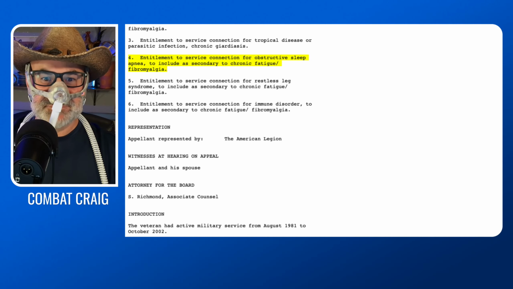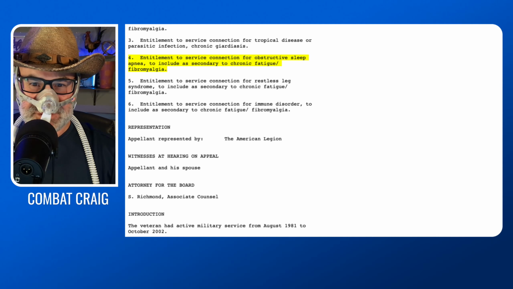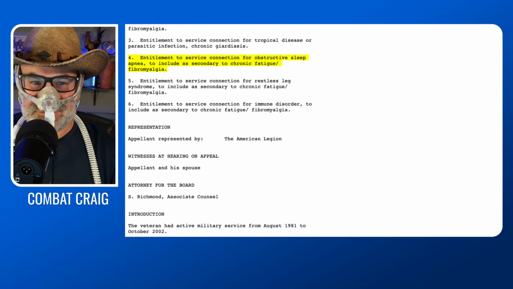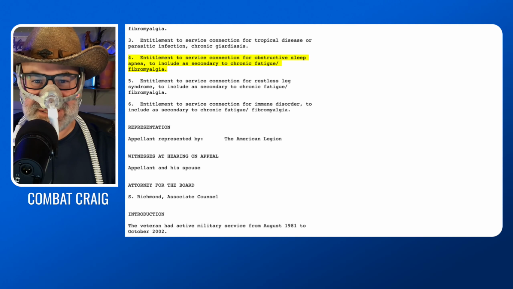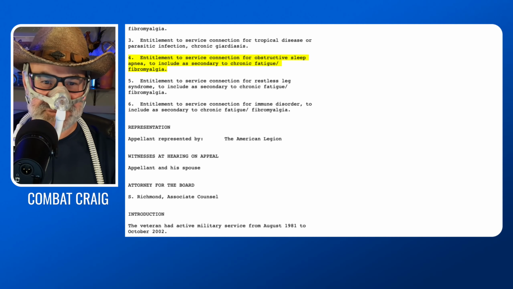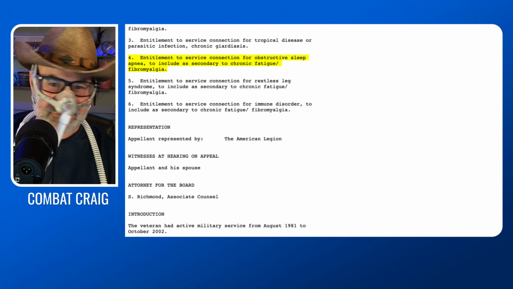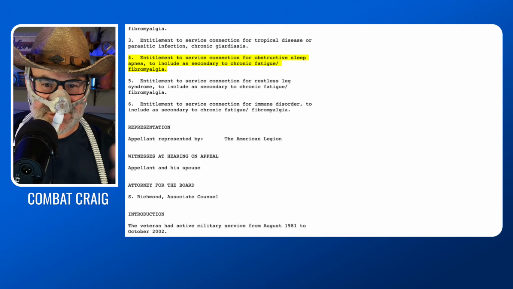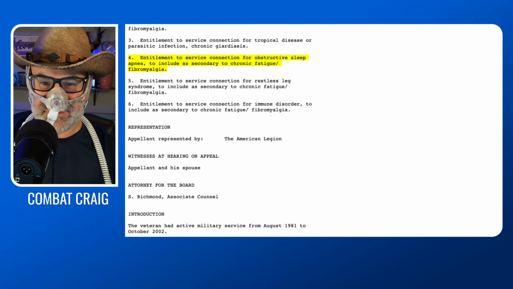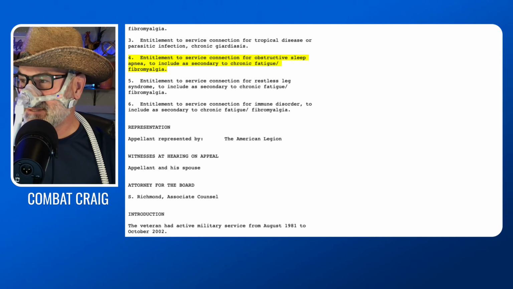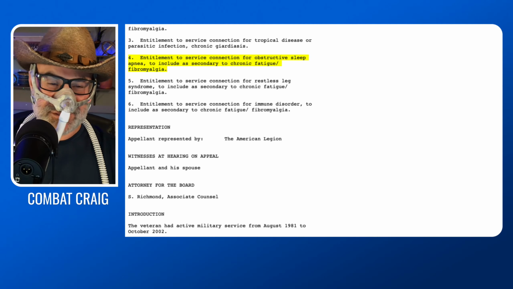And the verbiage here is entitlement to service connection. Entitlement to service connection for obstructive sleep apnea to include as secondary to chronic fatigue / fibromyalgia. And this happens a lot. When I got my rating for chronic fatigue syndrome, I had a fibromyalgia test. Go figure, veteran. Not a doctor, not a lawyer, don't really understand it. Just got 60% for it. And I have it. And it's good to know what you have and get a diagnosis for it if at all possible. But if not, you can't do it.